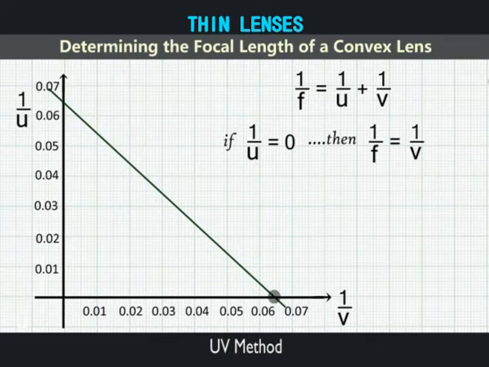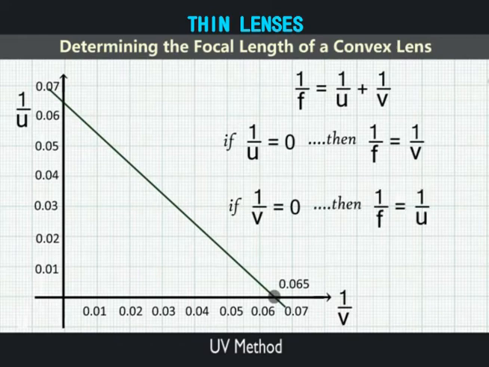So we read the value of 1 over V here. It's between 0.06 and 0.07. So let's say it's about 0.065. Also, if 1 over V is equal to 0, then 1 over F is equal to 1 over U. And 1 over V is 0 here at this intercept. So we read the value of 1 over U here. It's also 0.065. And therefore, the intercepts on both axes are equal to 1 over F.